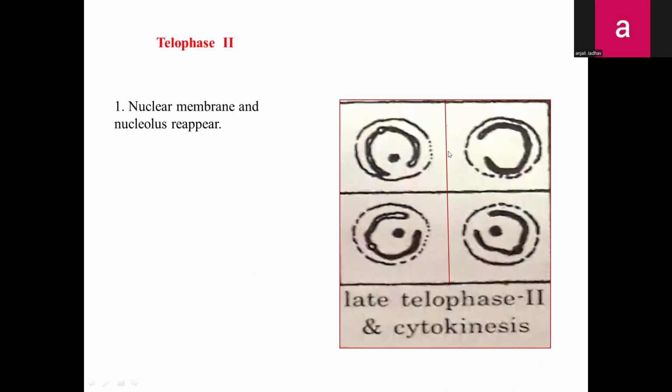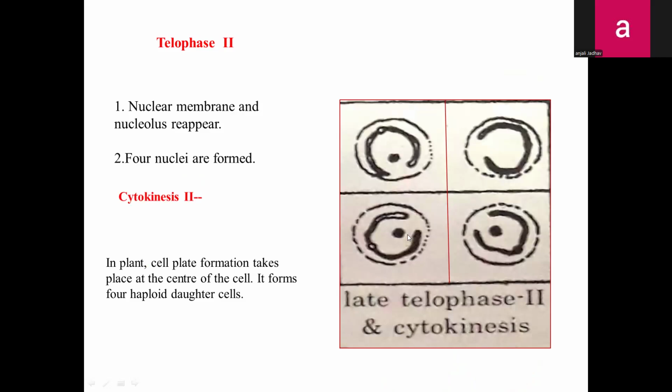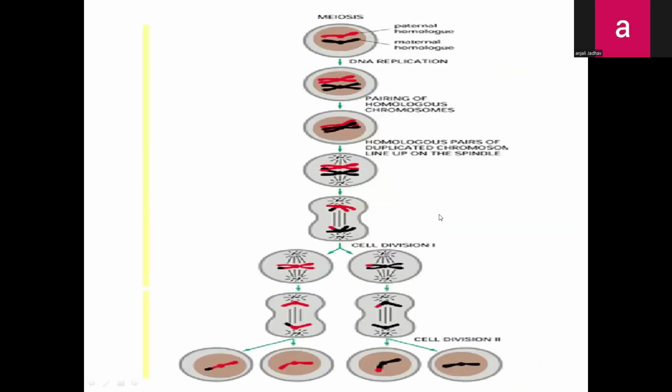Telophase 2, nuclear membrane, ये देखो, and nucleolus reappear. 4 nuclei are formed. Cytokinesis 2, in plant, cell plate formation takes place. At the center of the cell, it forms 4 haploid daughter cells. तो ये देखो, ये parent cell diploid which divides to form 4 haploid daughter cells. That's all. Thank you.